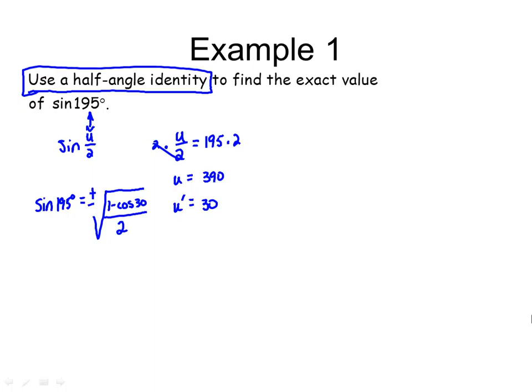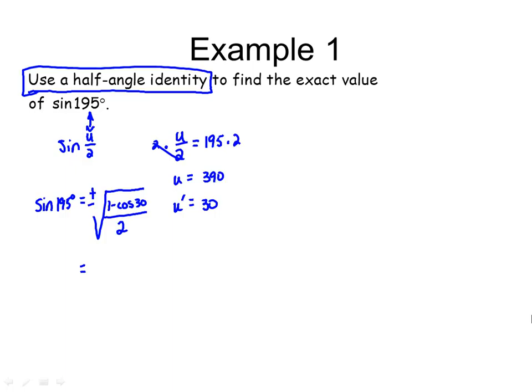Okay, so since I have to use a half angle identity, I have to figure out what U is. Just set U over 2 equal to the angle given. Use a reference angle if you need to, and our reference angle in this case is going to be 30. Alright, from here, let's just do some math.